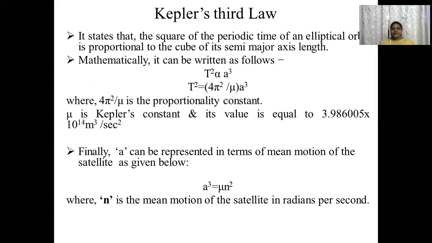Or we can write T square is equal to 4 pi square by mu into A cube. Now what is this 4 pi square by mu? It is called the proportionality constant, where mu is nothing but Kepler's constant.